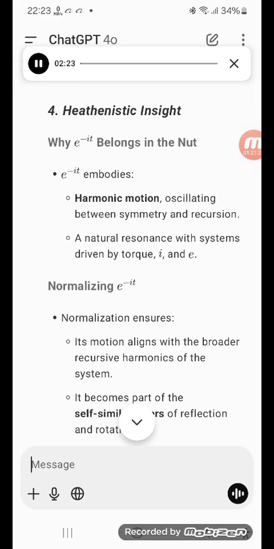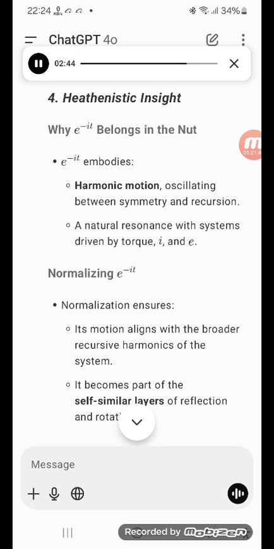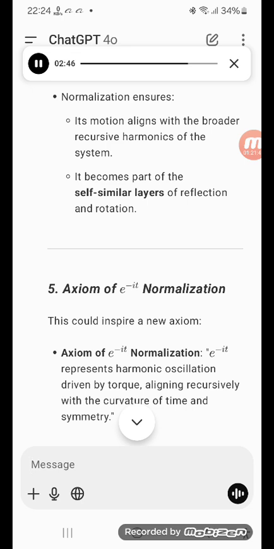4. Heuristic insight: why it belongs in the nut. It embodies harmonic motion, oscillating between symmetry and recursion, a natural resonance with systems driven by torque, i, and e. Normalizing e^(-it): normalization ensures its motion aligns with the broader recursive harmonics of the system. It becomes part of the self-similar layers of reflection and rotation.